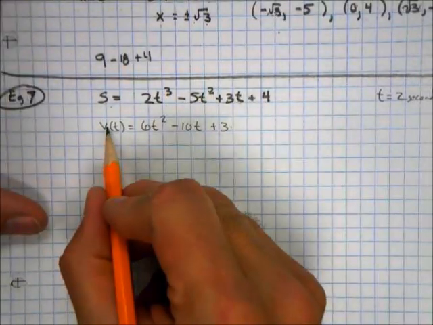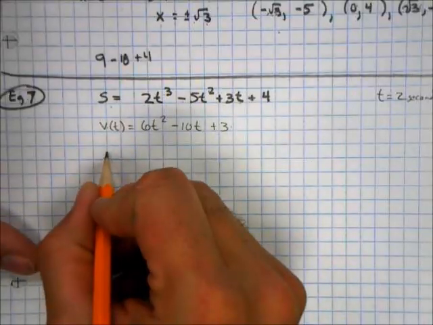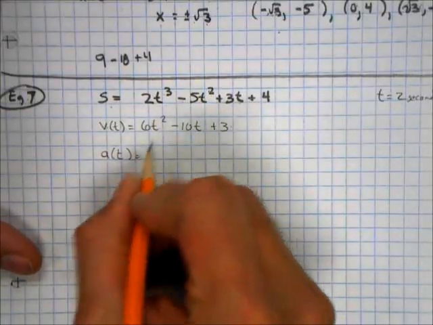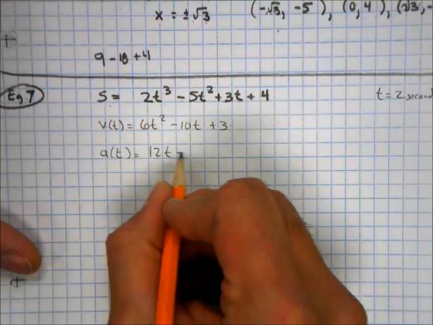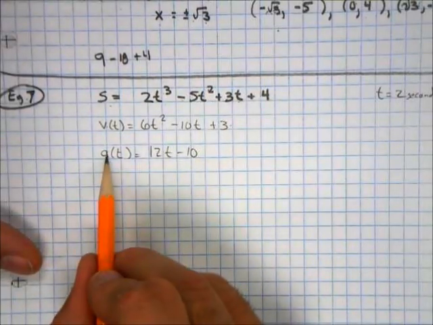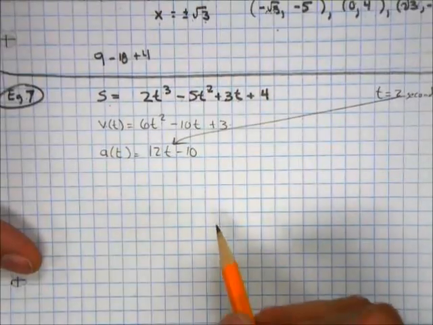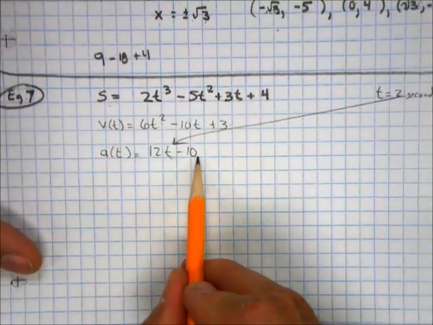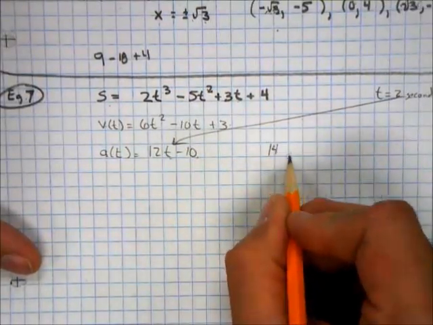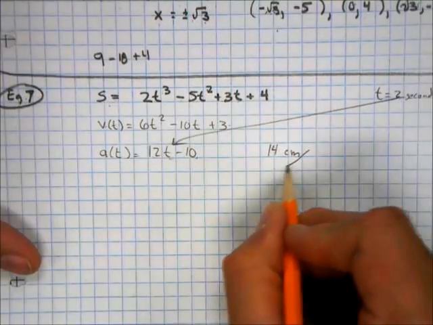Okay, so I'm going to change my velocity with respect to time, and that's acceleration. That would be 12t minus 10. Now, my acceleration is waiting for a time. 2 seconds. 24 minus 10, 14 centimeters per second squared.